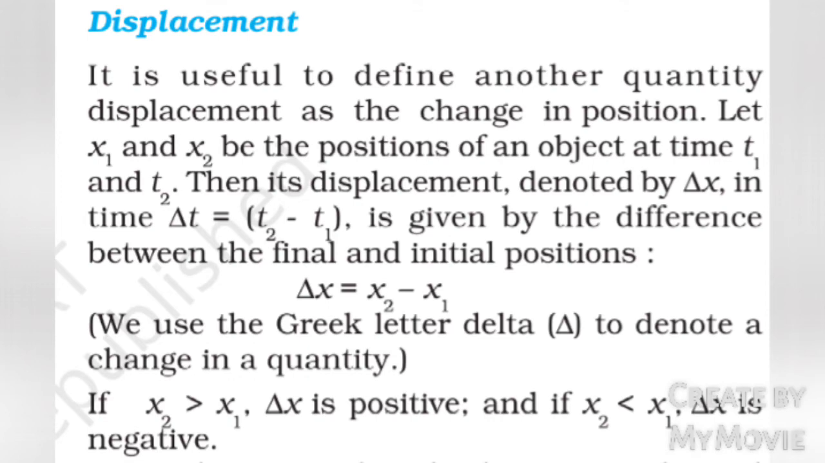We use the Greek letter delta to denote a change in quantity. If x2 is greater than x1, delta x is positive, and if x2 is less than x1, delta x is negative.